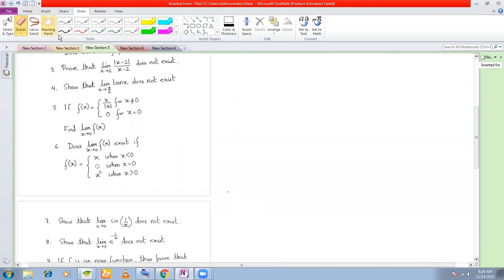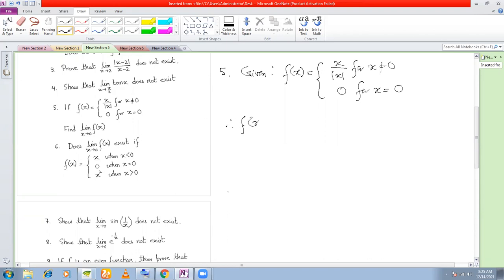Okay, look at number 5. Again, a modulus is there. We'll use the definition of modulus here also. Given here, f(x) is equal to x by mod x for x not equal to 0, equal to 0 for x is equal to 0. Now what you need to do is find out limit x tends to 0 of f(x). Okay.